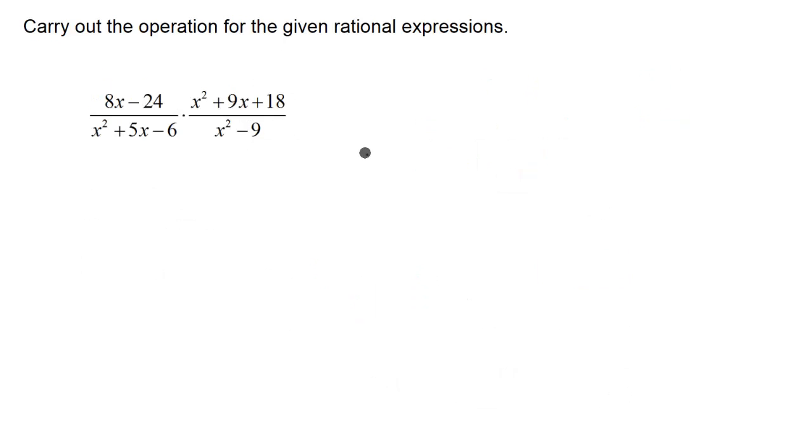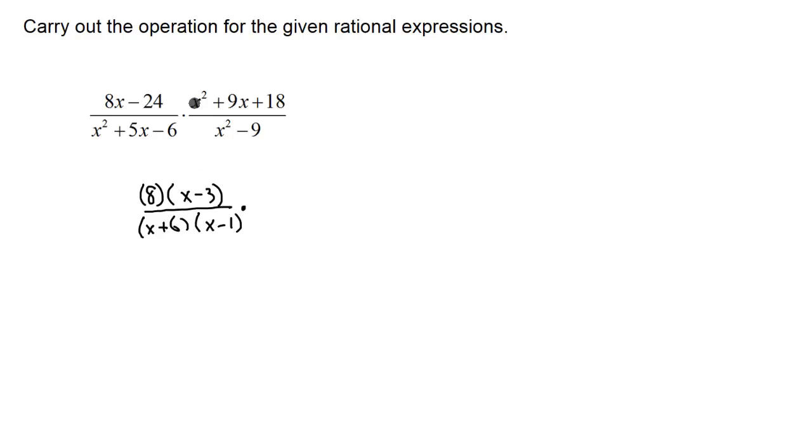In the second question, we're going to do the exact same thing as what we did in the first question. We're going to try to factor as much as we possibly can. So in the numerator right here, we could factor out using the greatest common factor. An 8 is divided out, so we're left with an x minus 3. And then in this denominator here, we could factor the trinomial. So we get x plus 6 times x minus 1.